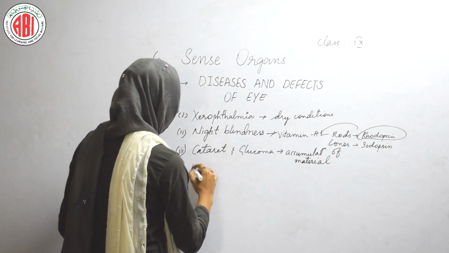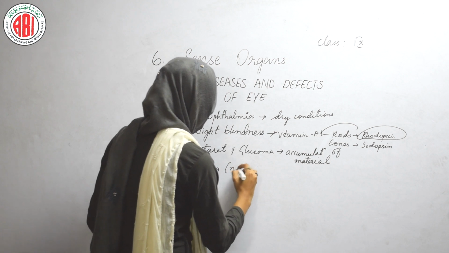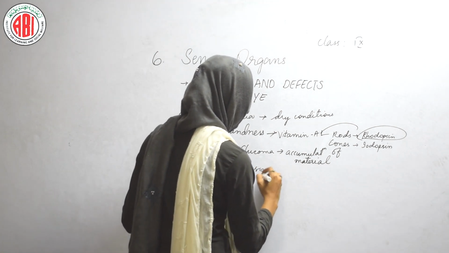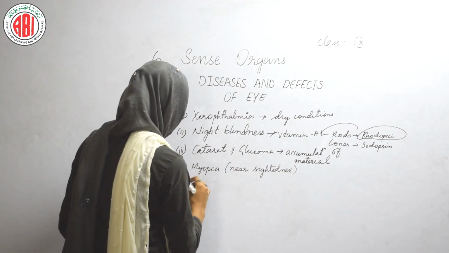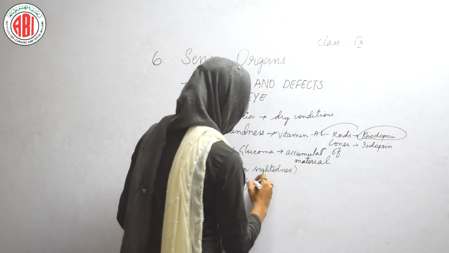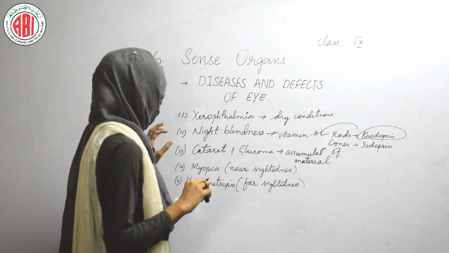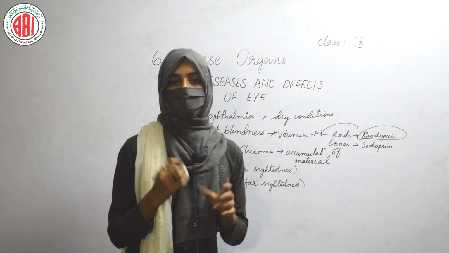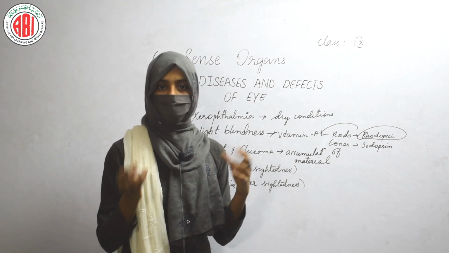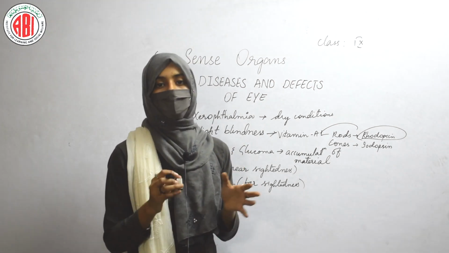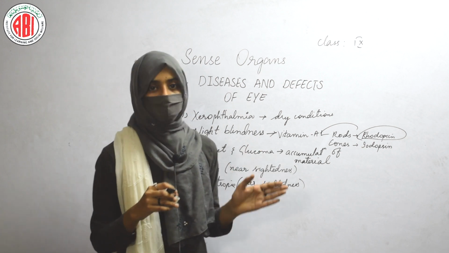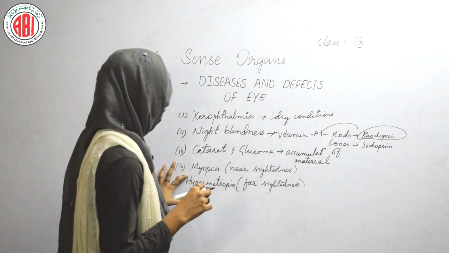The next one is myopia. Myopia is also called nearsightedness. And one more disease is hypermetropia, which is also called farsightedness. Myopia and hypermetropia are caused by the improper falling of light on the lens. When the lens is not working properly, myopia and hypermetropia result.